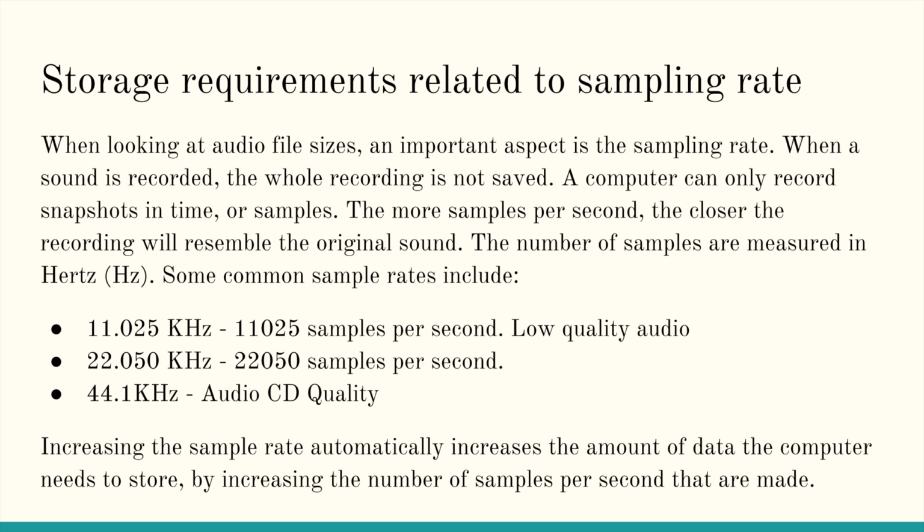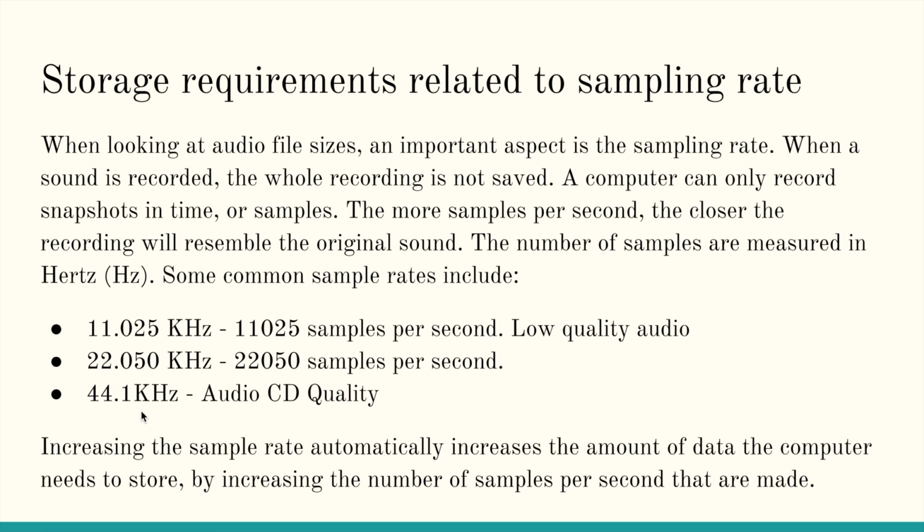When looking at audio file sizes, we need to look at sampling rate. So when a sound is recorded, the whole recording is not saved. A computer can only record snapshots in time, or samples. So the more samples per second, the closer the recording will resemble the original sound. The number of samples is measured in hertz, and some common sample rates include 11.025 kilohertz, which is 11,025 samples per second, which is low quality audio, and that goes up to 44.1, which is audio CD quality, and we have many higher sampling rates as well.